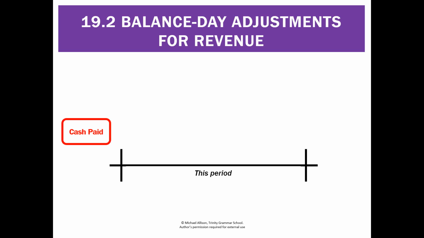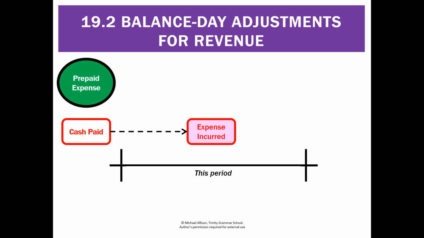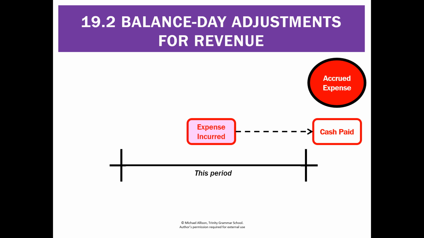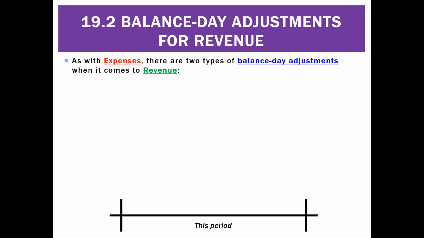Just to recap, if I pay cash and then consume the expense in the next period, that was a prepaid expense. Whereas if I incurred the expense this period and then didn't pay it until next period, that would be an accrued expense. Revenues can actually work the same way.